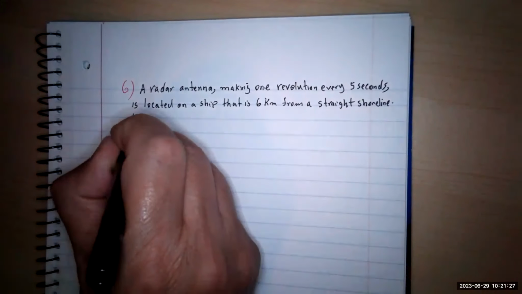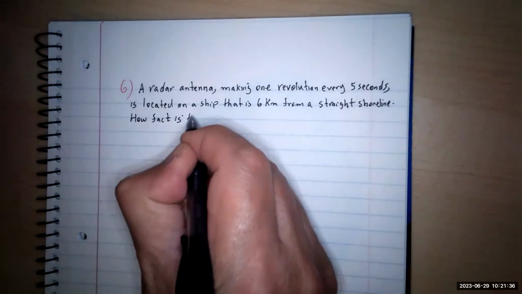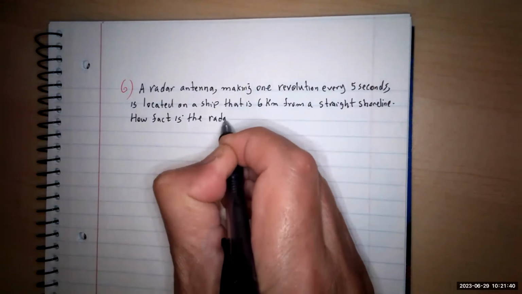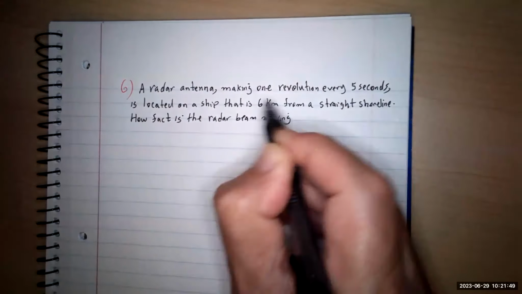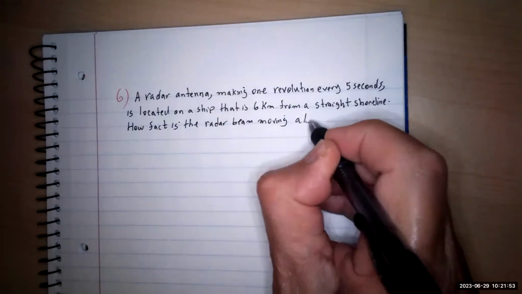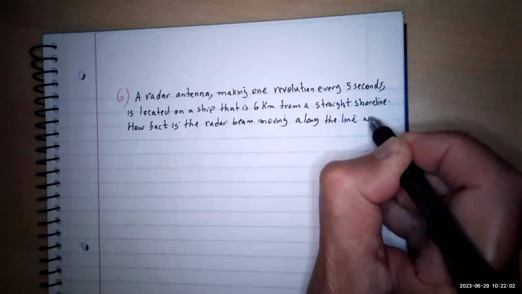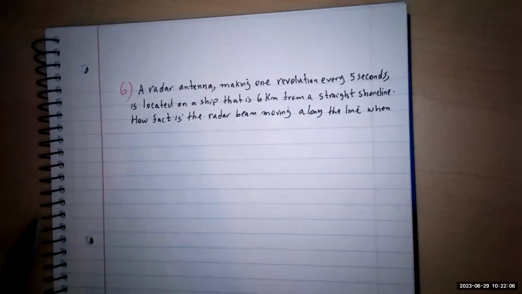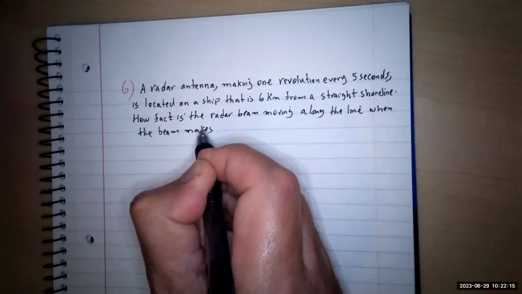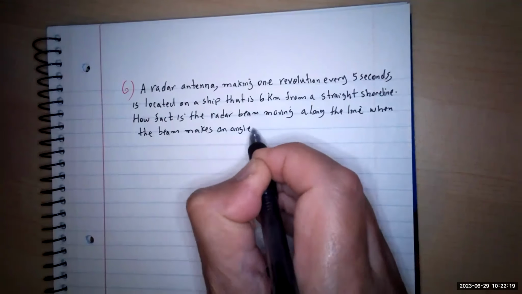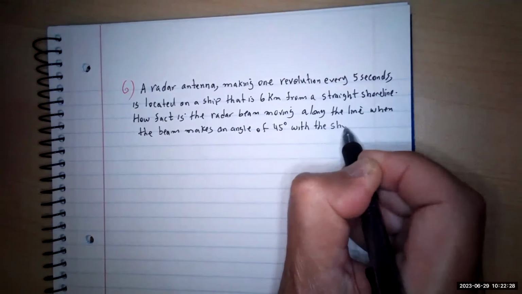As usual, you want to know how fast the spotlight, or spot of the beam, is moving. How fast is the radar beam, like the police car, moving along the shoreline when the beam makes an angle of 45 degrees with the shore? That's it.